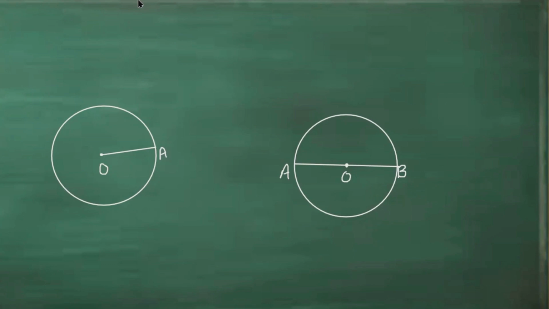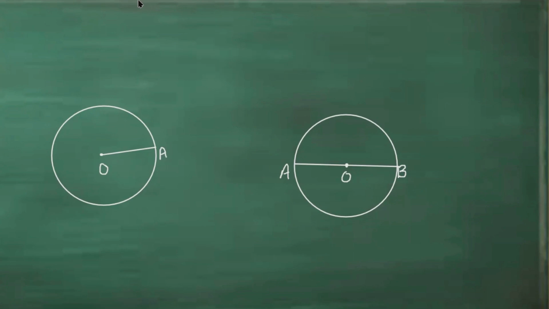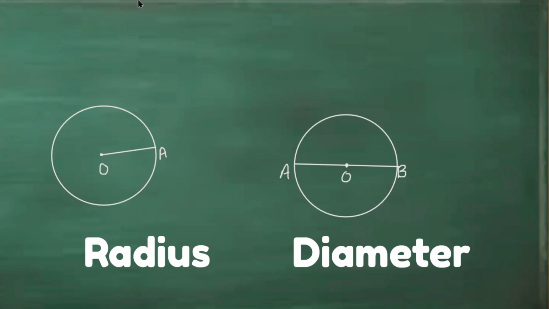Hello everyone. Today we will learn a very important topic, how to find the area of a circle. Before that, you should know what radius and diameter are. Radius is the length of a line from the center to the circumference of the circle.